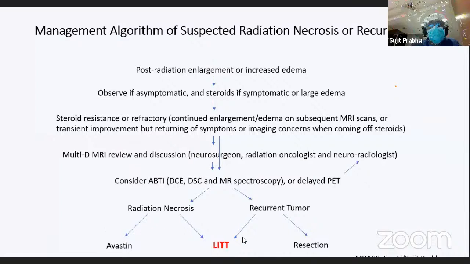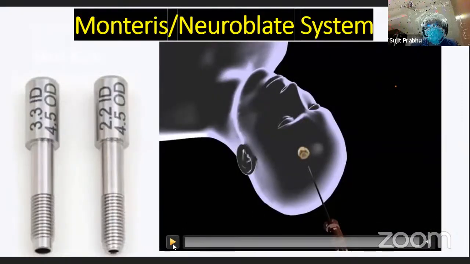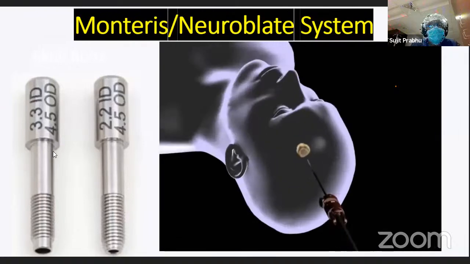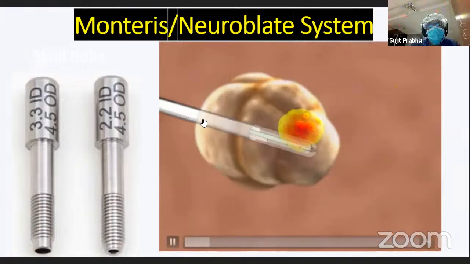Clearly, laser interstitial thermotherapy is used very frequently in our center, and I will talk a little more about this technology. So I will jump into the case series, which are mostly cases of mine. I've got a couple of cases from our radiation oncologist. Just to give you a sense of the technique, we use a system called the Monteris NeuroBlade system. Once we make an opening in the skull, we implant these holes through which the laser fiber is passed.